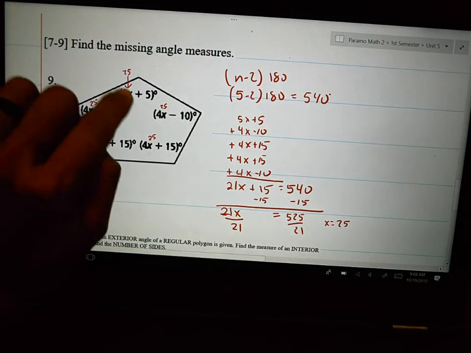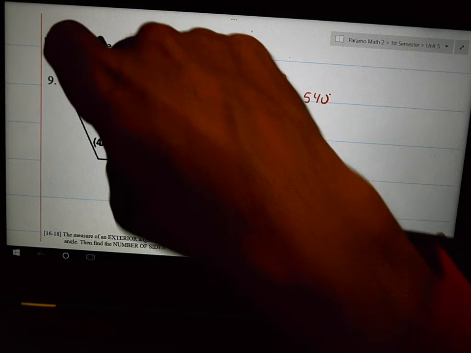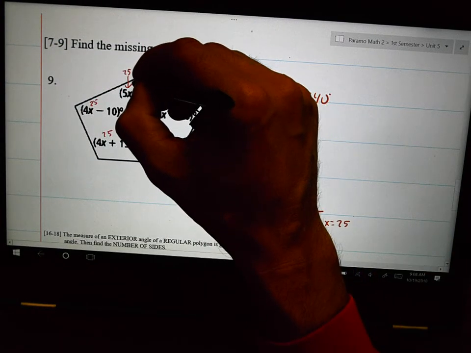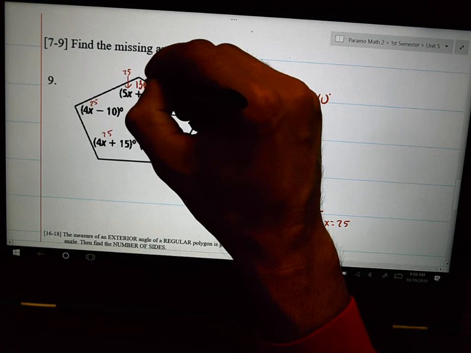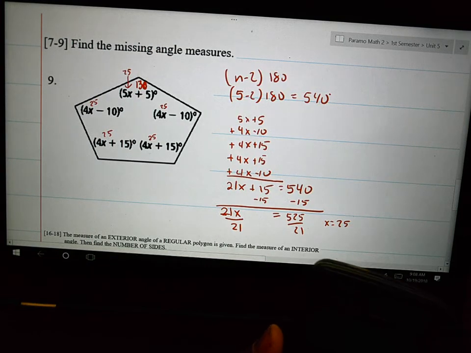5 times 25 plus 5. This is why it's a calculator unit. You got to plug things in and figure it out. 5 times 25 is 125 plus 5 is 130. Let me double check that mathematics real quick. 5 times 25 plus 5, because I did that in my head. Yep, I was right, 130.